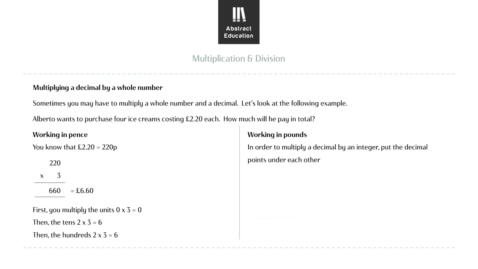Now we will work in pounds. Make sure you line your work up carefully by placing the decimal points in line underneath one another. So 0 multiplied by 3 equals 0, and 2 multiplied by 3 equals 6, and finally 2 multiplied by 3 equals 6.